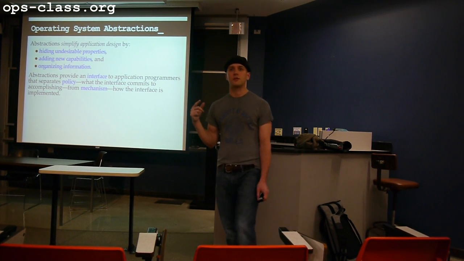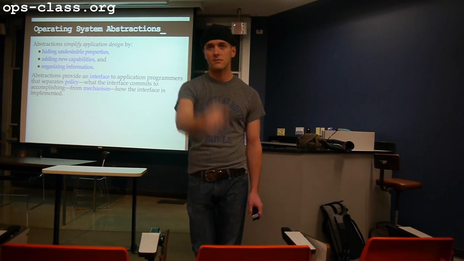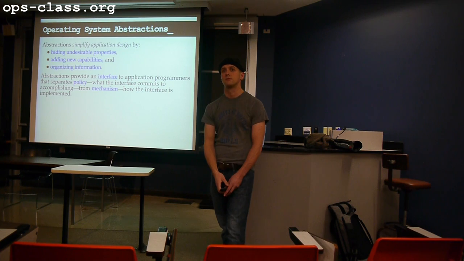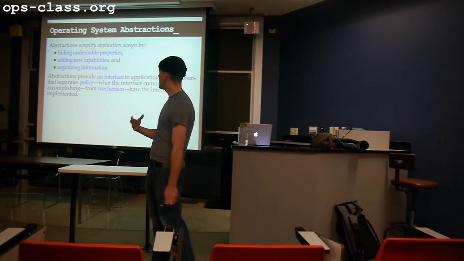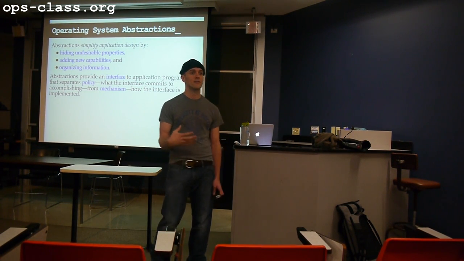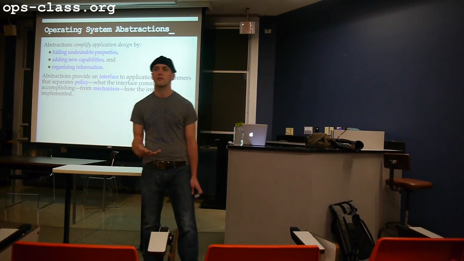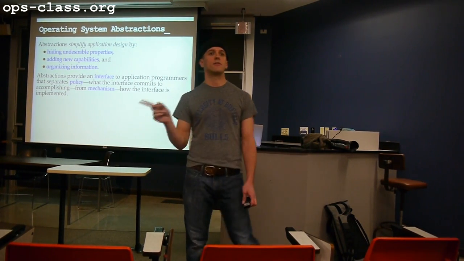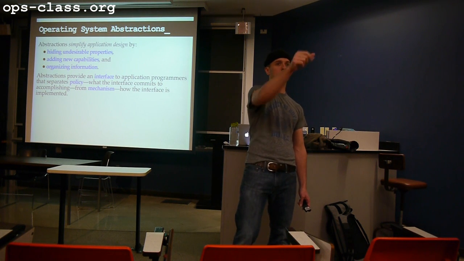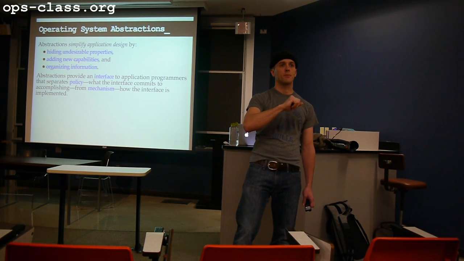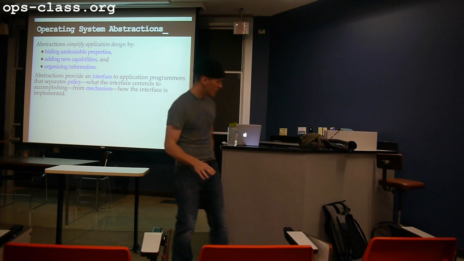What's something else that abstractions do? Provide an interface for programs. Right, so abstractions have an interface, right? That's a property of abstractions. But why do they have an interface? To hide the underlying implementation. Right.